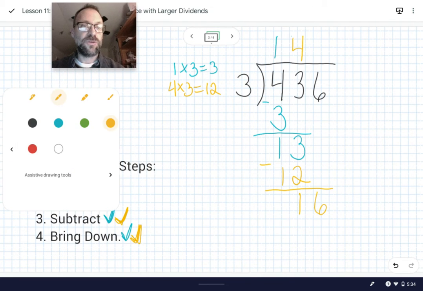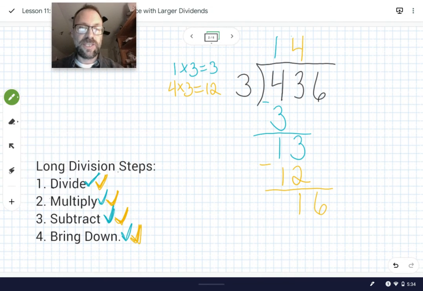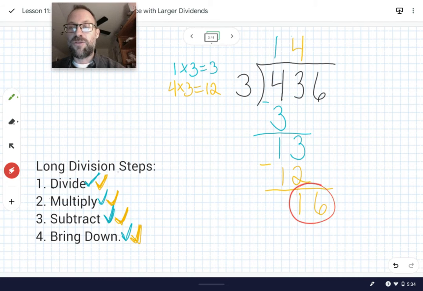So new color to show the third repetition of these same 4 steps. We'll come back to the top. We've brought down our number, and now we're going to divide again. We'll ask ourselves, how many groups of 3 can I make from this 16 here? What's 16 divided by 3?